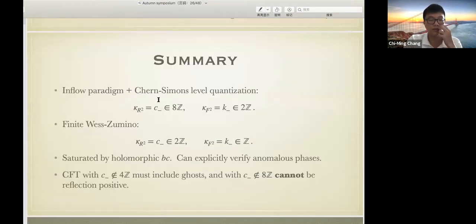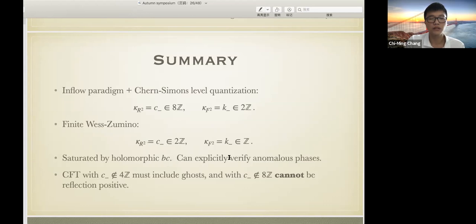Let me give a summary of what we have seen. From the inflow paradigm and the Chern-Simons level quantization, that would tell us that the chiral central charge should be a multiple of 4 times an integer, and the chiral level should be an even integer. From the finite Wess-Zumino consistency condition, we found a strictly weaker quantization condition that says the chiral central charge should be an even integer, and the chiral level is an integer. This quantization condition is saturated by the holomorphic bc ghost system.